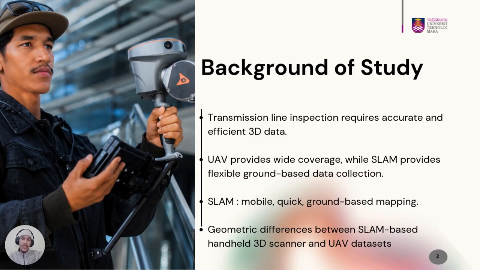Second, UAV provides wider coverage from an aerial perspective. Meanwhile, SLAM from the handheld 3D scanner provides flexible and faster ground-based data collection. However, because both data methods capture the environment from different perspectives, differences may occur in terms of point distribution, geometry representation, and spatial coverage. Therefore, the study focused on evaluating the geometric differences between both datasets.